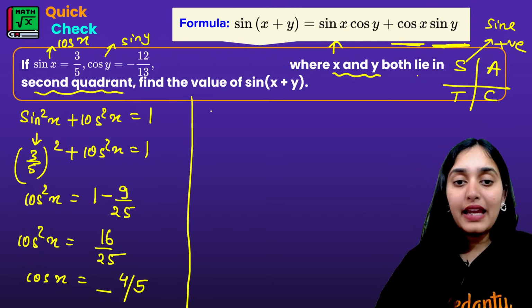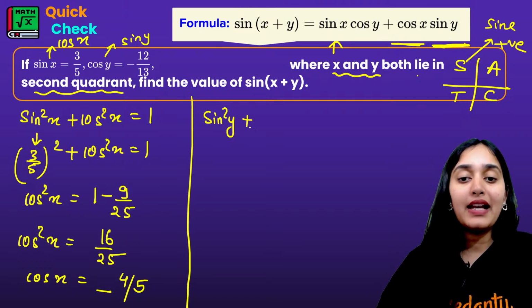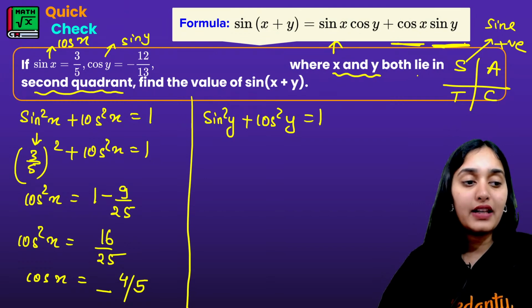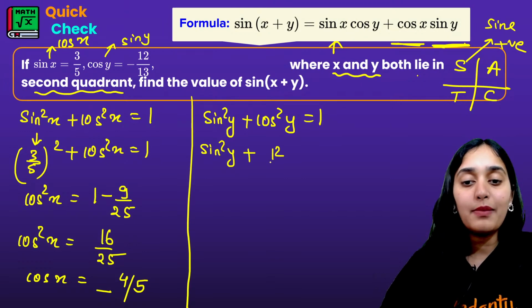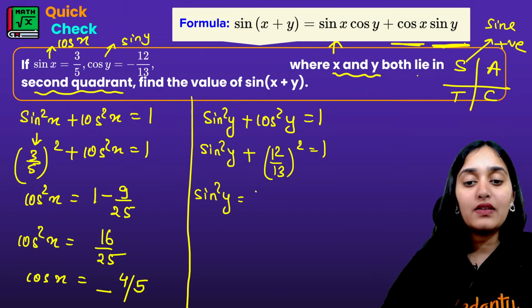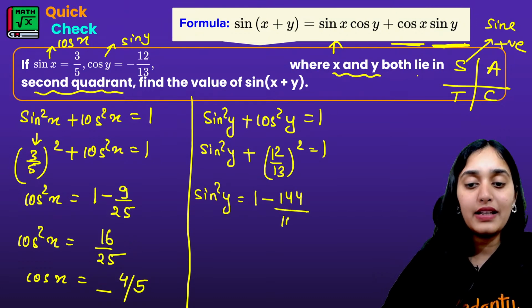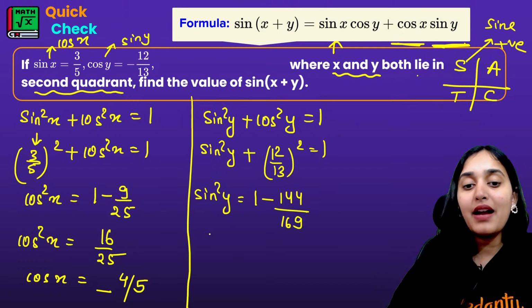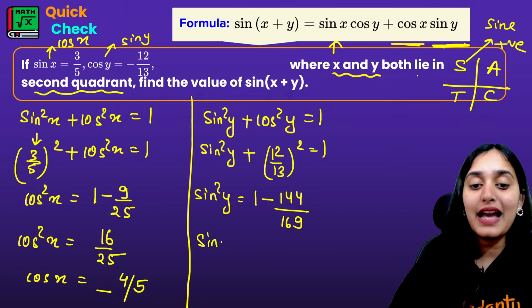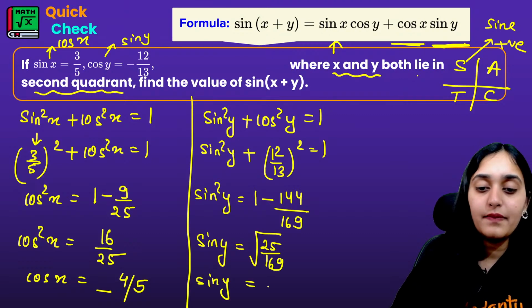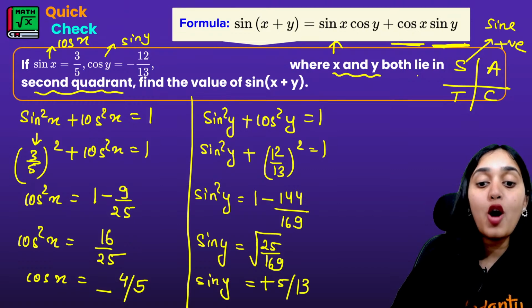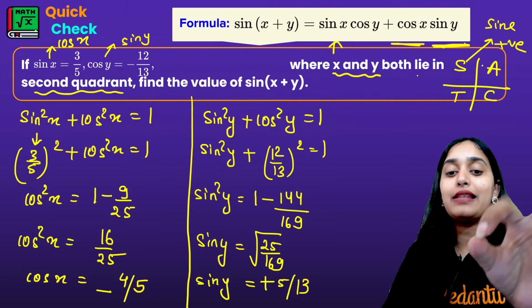Okay. Next is sin square y plus cos square y is 1. Now sin square y we don't know. Cos y is minus 12/13, so cos square y is (12/13) whole square. So sin square y is 1 minus 144/169. 169 minus 144 is 25, so sin y is the square root of 25/169. So sin y is how much? 5/13. It will be positive because sin is positive in the second quadrant.